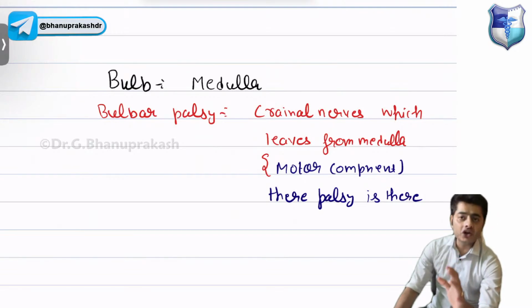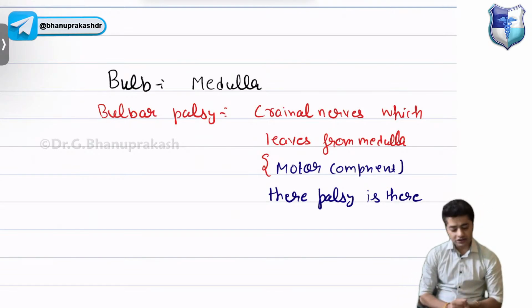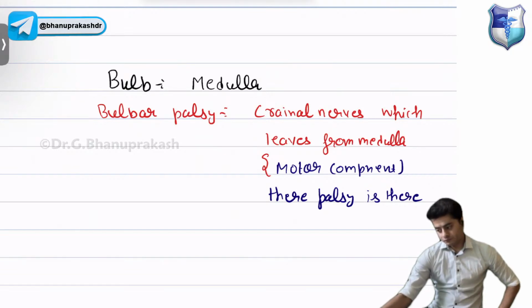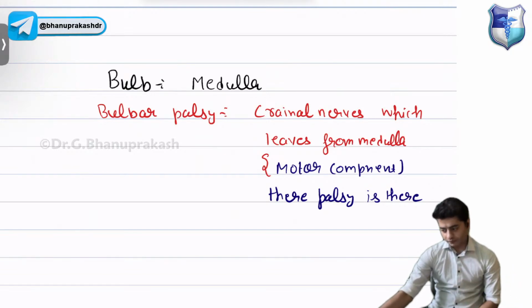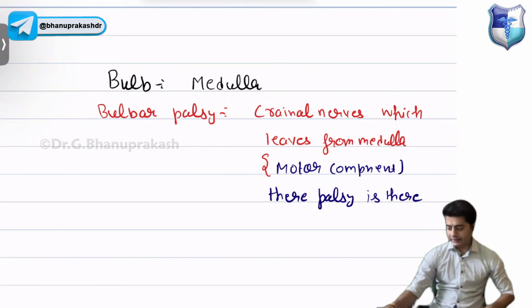So just tell me in the comment section which cranial nerves leave from the medulla. Anyone? Series like 9, 10, 11, 12.